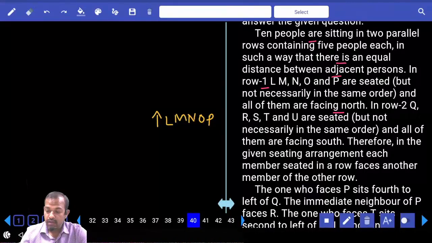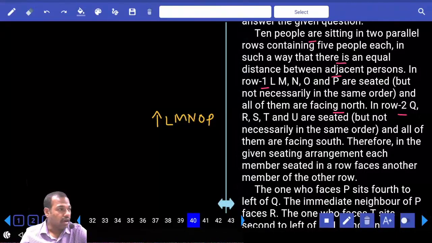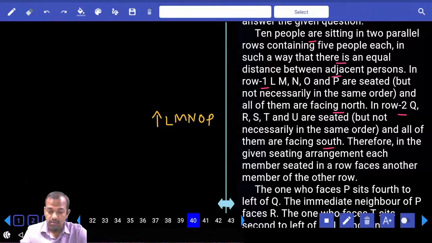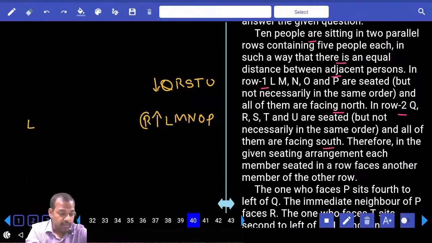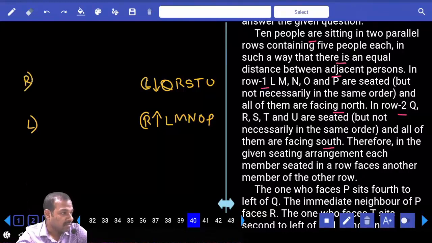Okay, next one. In row two, Q, R, S, T and U are seated. So these persons are facing south. Who are facing south here? Q, R, S, T and U. Now tell me, for the ones facing north, this side will be the right side and this side will be the left side. Yes or no? And for the ones facing south, this side will be the left side and this side will be the right side.